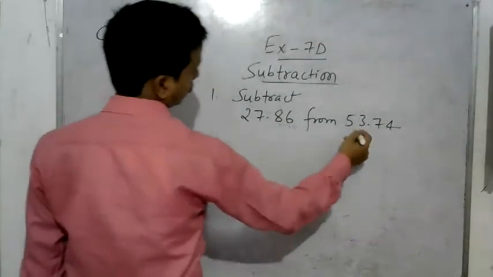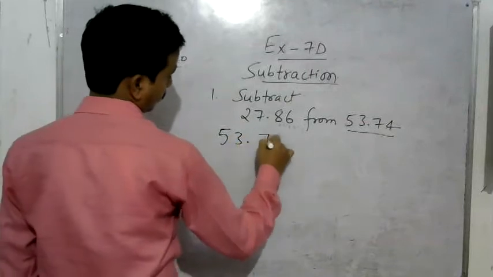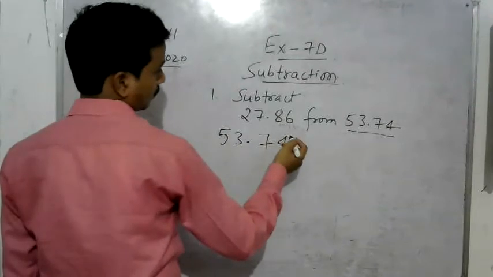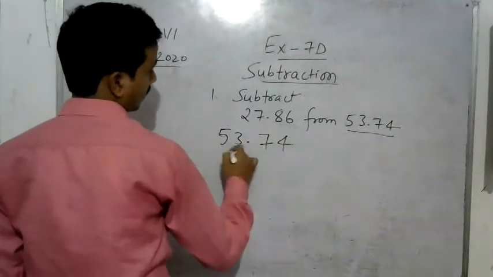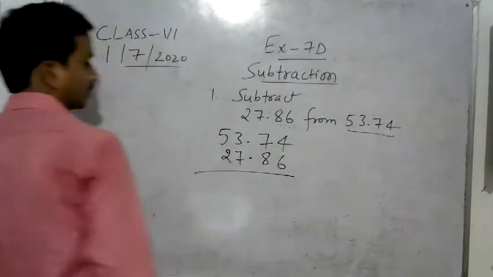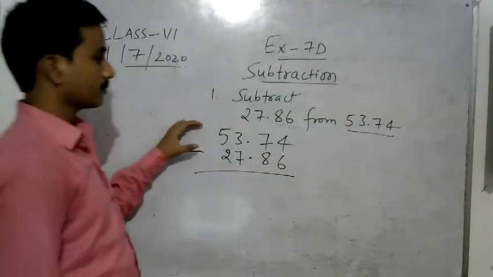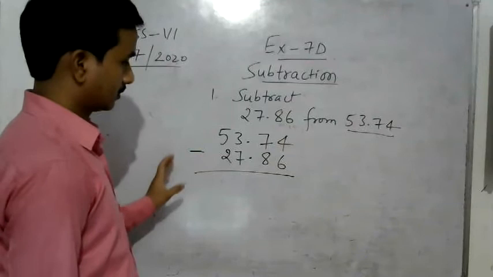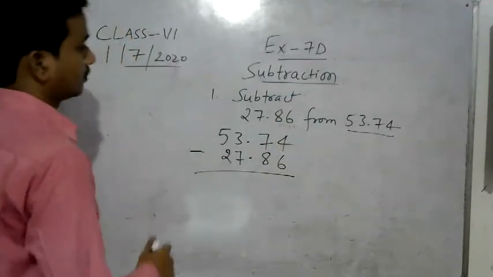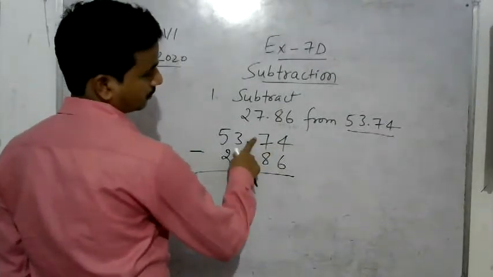Now we have to subtract 27.86 from 53.74. Now put a minus sign here. Just subtract the whole number, and likewise subtract the decimal. Now see here, 6 cannot be subtracted from 4, so we will take one carry here.